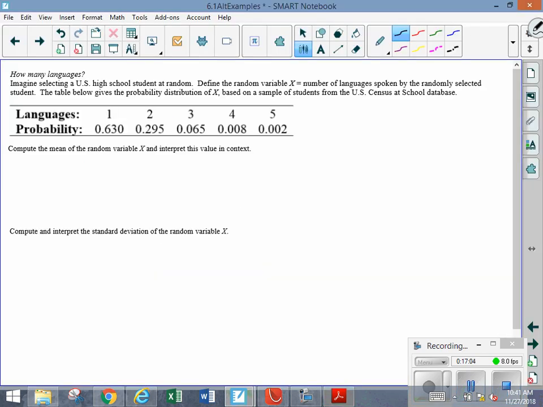Alright. Let's do it. So we're looking for the mean of our random variable x, which is the same thing as the expected value of x, which is going to be the sum. That's an interesting sigma. A graffiti sigma, I think.